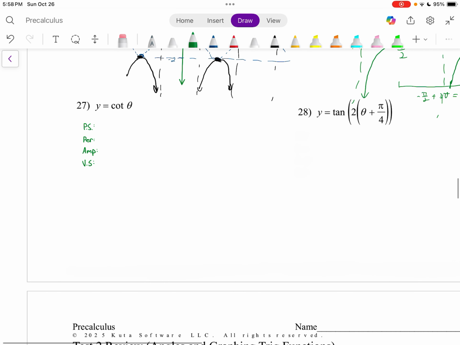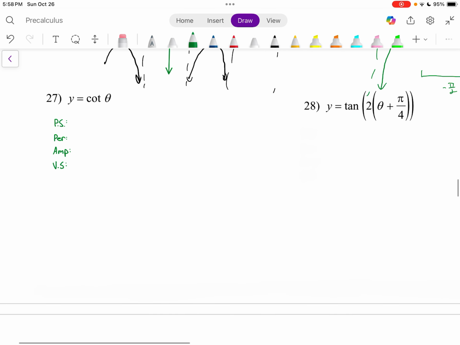All right, 2 more left. Number 27 is just y equals cotangent theta. So what we're going to do is we're just going to graph y equals tangent theta, which is earlier on this paper. There's no phase shift. The period is just normal pi for a tangent. There's no amplitude. There's no vertical shift.